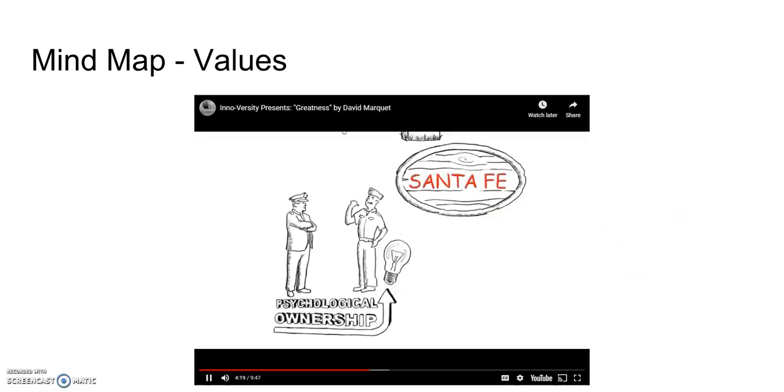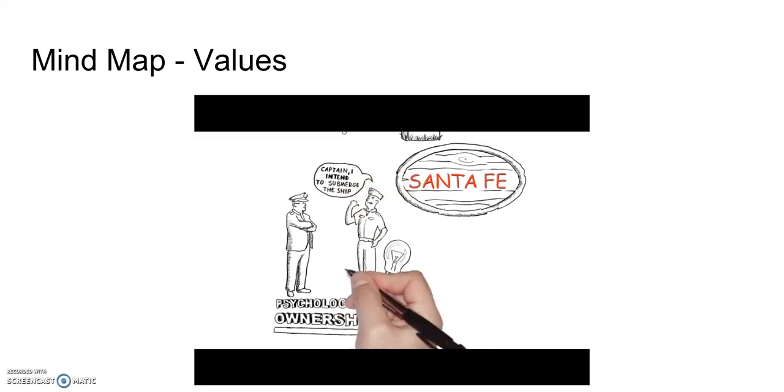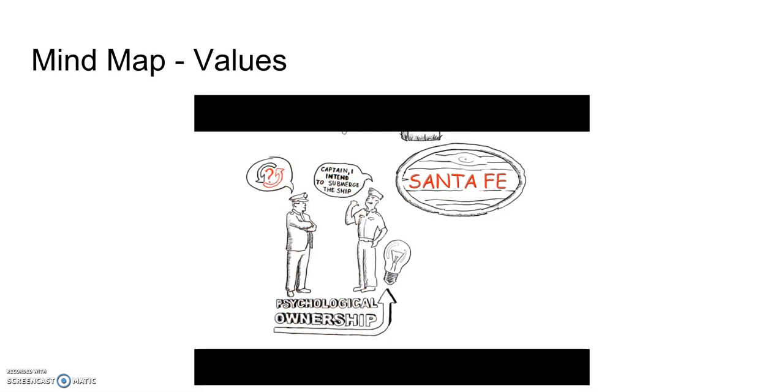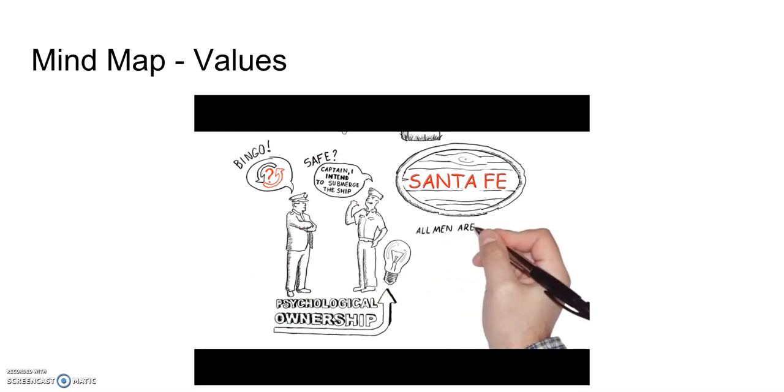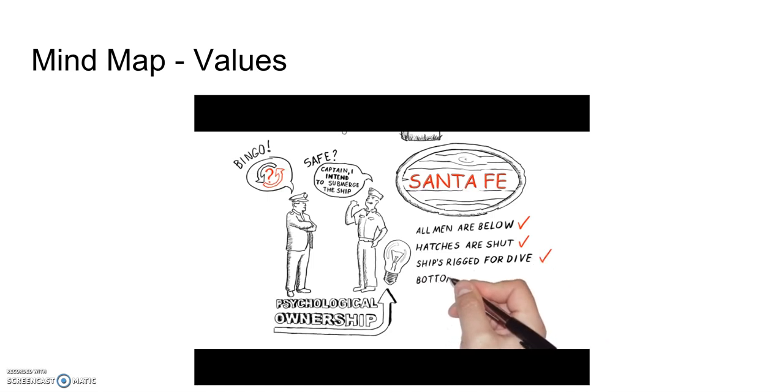Actually went another step. Then I got smarter and I said, when the officer said, Captain, I intend to submerge the ship, I would ask him, well, what do you think I'm thinking right now? And he'd look at me, hard to tell. I'm guessing you're wondering whether it's safe. Bingo! I said, well, convince me it's safe. He said, Captain, I intend to submerge the ship. All men are below, hatches are shut, ship's rigged for dive. I checked the bottom deck. The submarine's in the water that's been assigned to us.